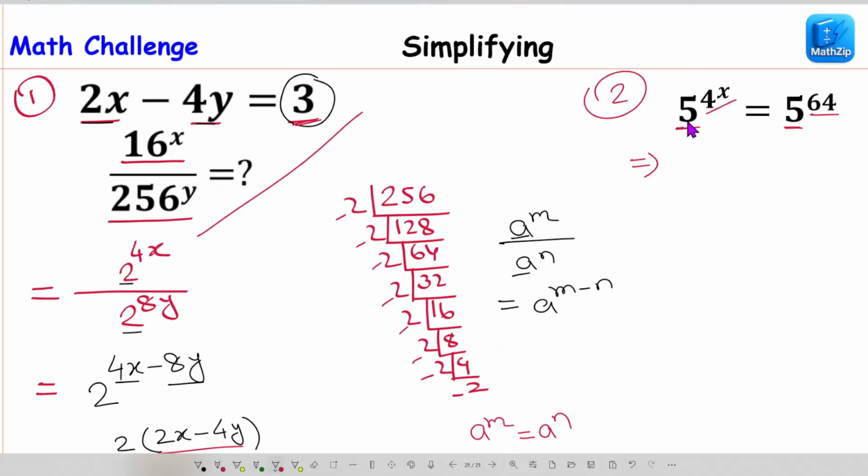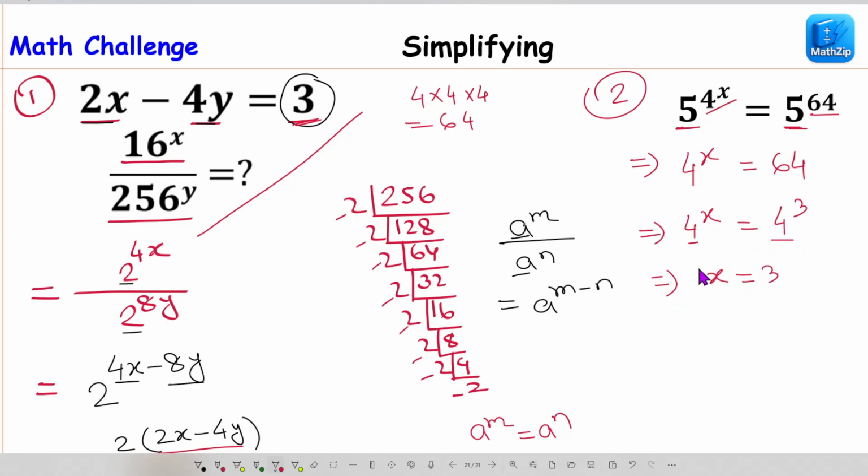Similarly, here 5 to the power 4 to the power x and 5 to the power 64. So 5 and 5 bases are same, that time we can write 4 to the power x equals 64. Now 4 to the power x, against this 64, we can write 4 to the power 3. How? Because 4 times 4 times 4 equals 64. Now again bases are same, so we can write x equals 3. So this 3 is our answer.